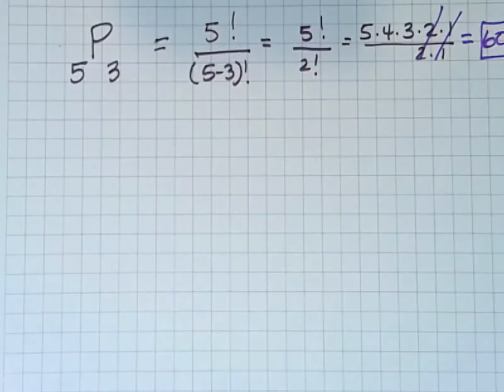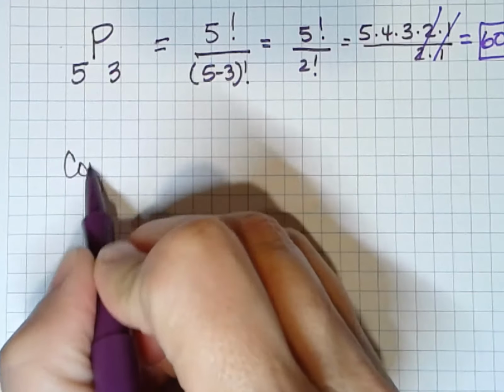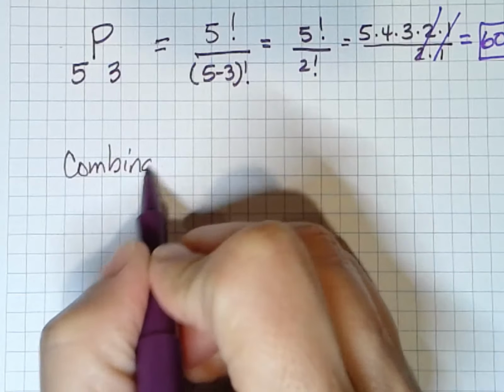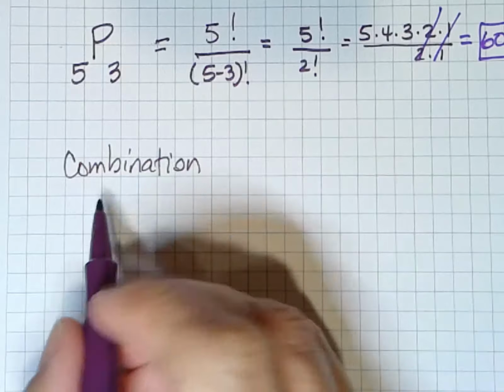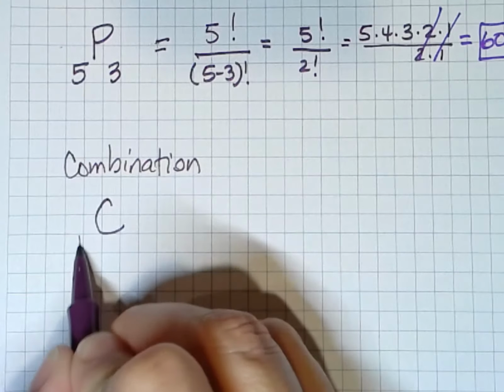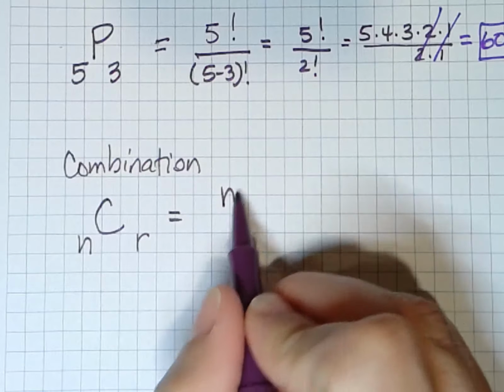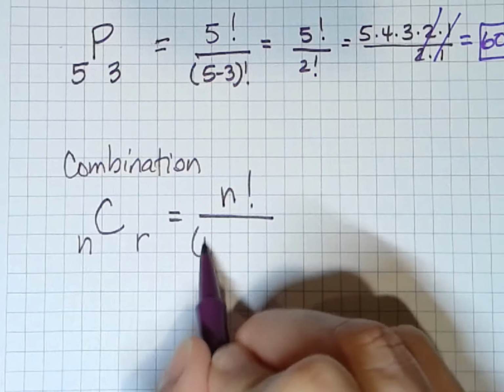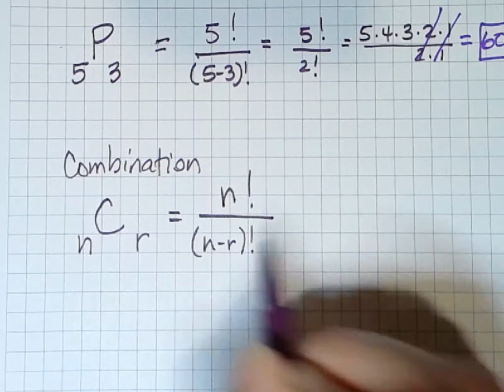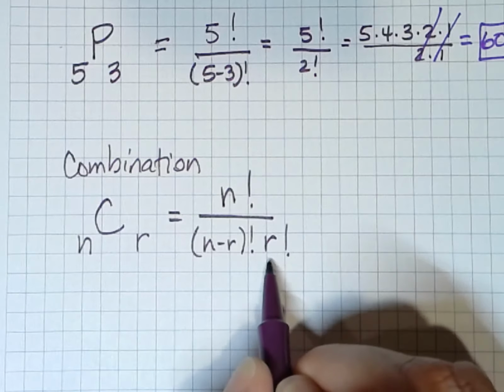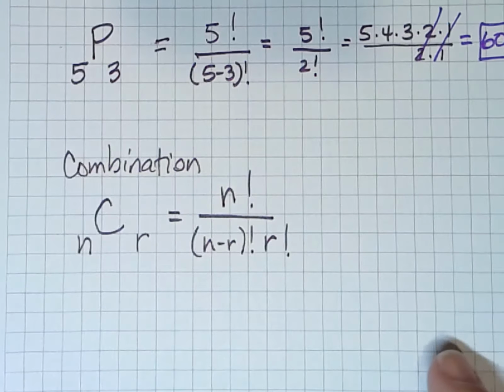The other formula that you have is your combination formula. The two formulas look almost the same. This time though you'll see a C, and it's going to be N things taken R at a time. You're still going to get your N factorial. You're still going to get your N minus R factorial. But you're going to have an extra R factorial tacked on.